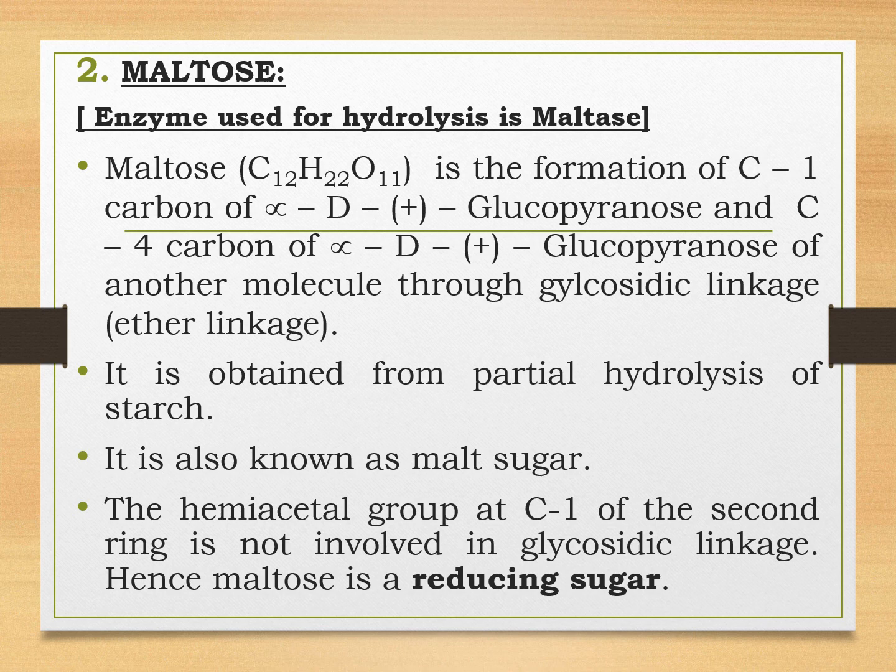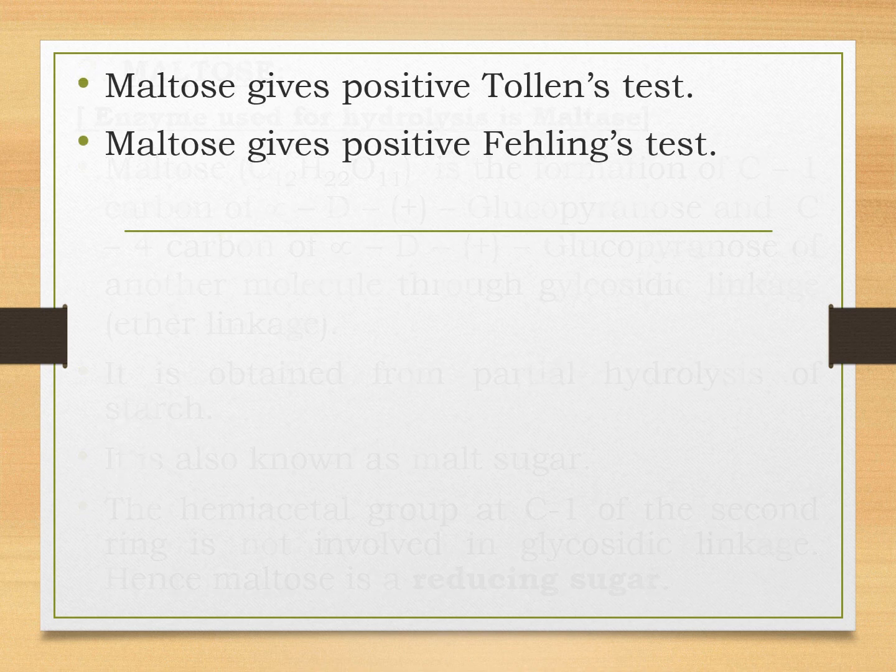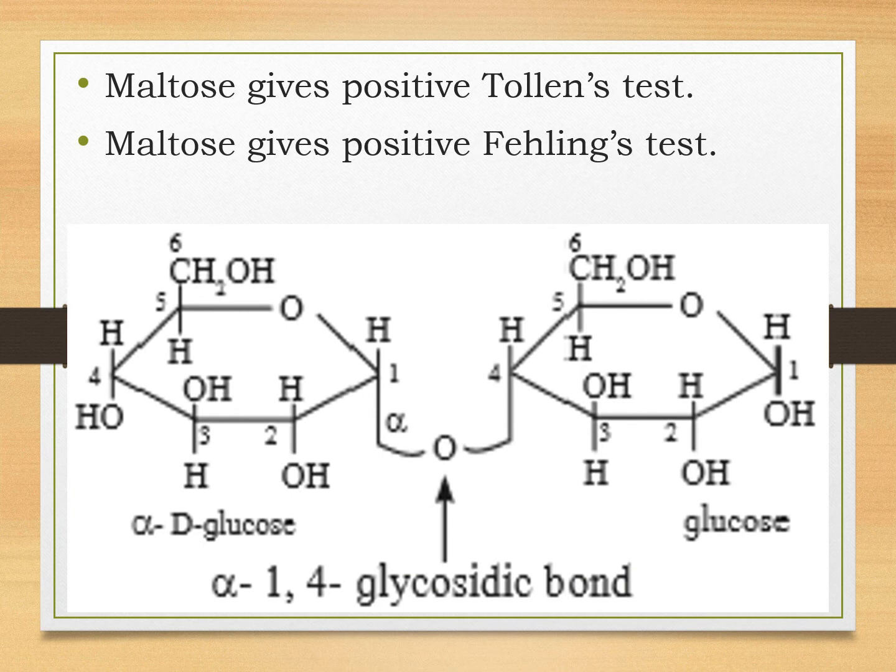Now students, as I told you, maltose is a reducing sugar. Why, my dear children? Because you could see that the second ring had a free hemiacetal group, and that is why it is called a reducing sugar. Remember that reducing sugars give a positive test for Tollens' test and Fehling's test. That is, the color of the solution will change when it is heated.